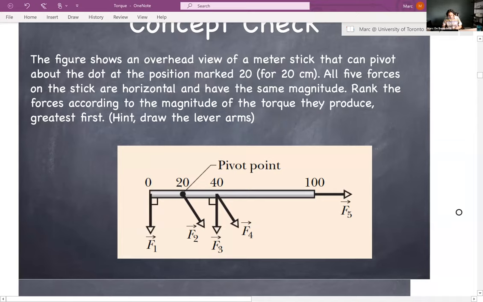We have a bar, and the bar has a pivot point right here. Maybe the pivot point is a bolt that it's allowed to spin around. We have five different forces being applied to this rod, and they're asking you to rank the forces according to how much torque they produce. Every single force is exactly the same magnitude. The only difference is the location of the forces.